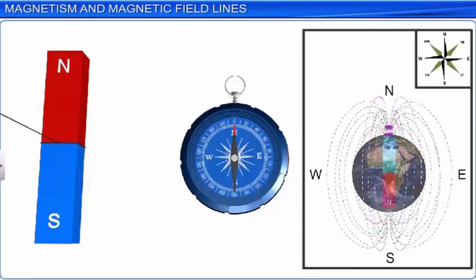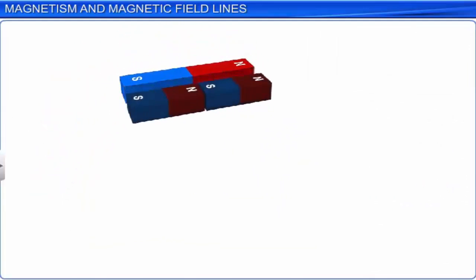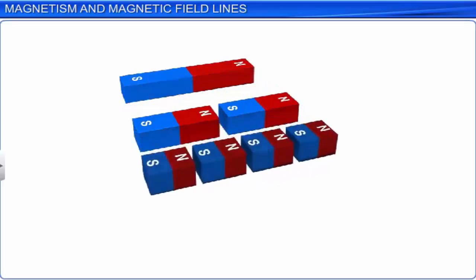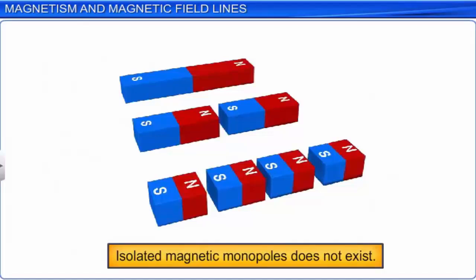We know that like poles of two magnets repel each other, and unlike poles attract each other. Thus, the north pole of the magnet is attracted by the Earth's magnetic south pole and vice versa. If a bar magnet is broken into two pieces, we get two similar magnets with a decrease in the magnitude of their properties. Thus, magnets always exist as dipoles. Isolated magnetic monopoles do not exist. This implies that an isolated magnetic north pole or south pole does not exist.